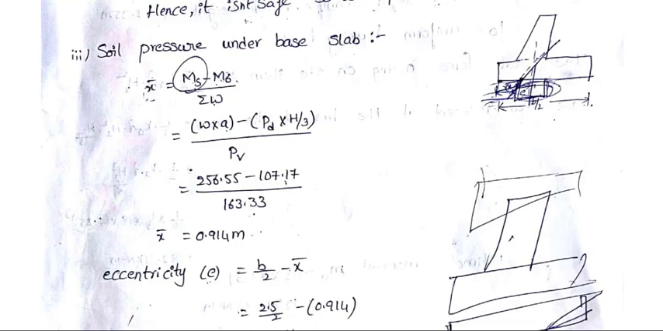So now there is a soil pressure that will occur under the base slab. The formula will be x bar is equal to Ms minus M naught divided by summation of W. So here you can see one force is coming. This pressure won't occur exactly in the middle. There is an eccentricity. Here you can see the eccentricity from here to here, that is x bar. So we need to find x bar.